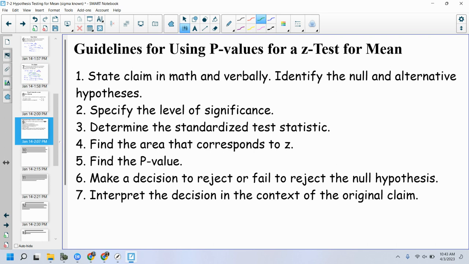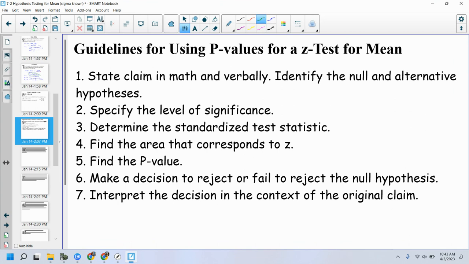Next thing, figure out what your p-value is. What we did before. Is it left-tailed? Is it right-tailed? Get your p-value accordingly. Sixth thing, make a decision to reject or fail to reject the null hypothesis. Make your decision based on your p-value and your level of significance. If p-value is less than alpha, then you can reject. If p-value is not less than alpha, then you fail to reject.